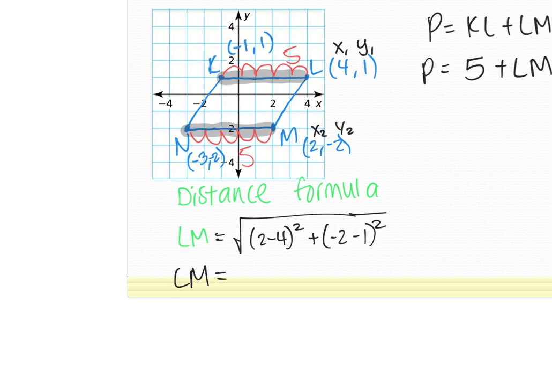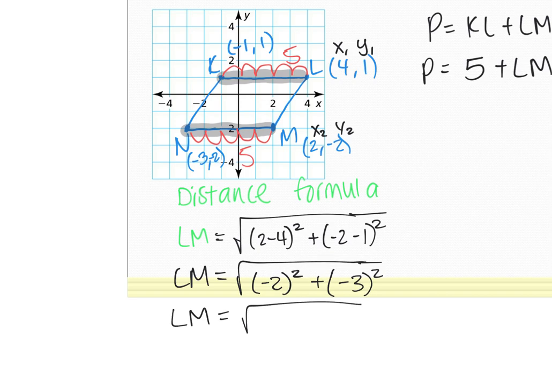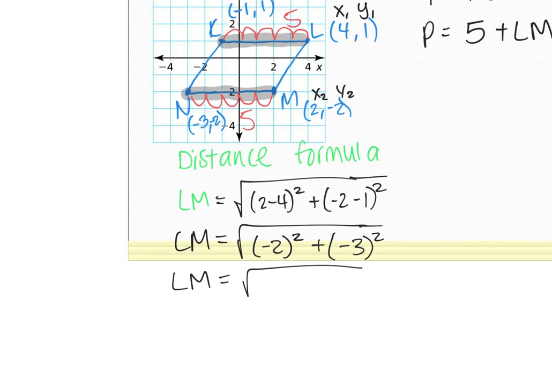LM equals the square root of (2 minus 4) squared plus (2 minus 1) squared. Negative 2, negative 3. Okay, we're squaring both of those. So LM is going to be the square root of negative 2 squared, positive 4, negative 3 squared, positive 9. What's 4 plus 9? 13. Square root of 13.